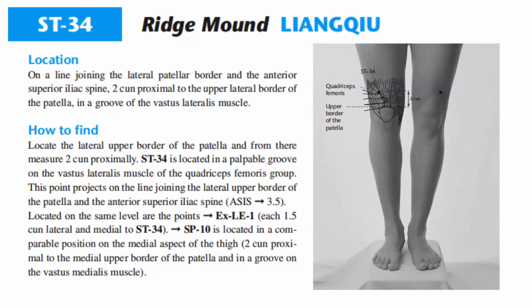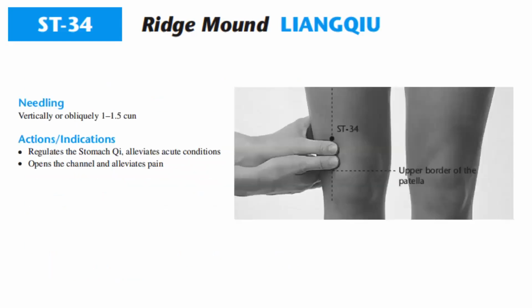Located on the same level are the points XLE1, an extra point, each 1.5 sun lateral and medial to Stomach 34, and Spleen 10, which is located in a comparable position on the medial aspect of the thigh, 2 sun proximal to the medial upper border of the patella in a groove on the vastus medialis muscle. Needling Stomach 34 is done vertically or obliquely at 1 to 1.5 sun depth.